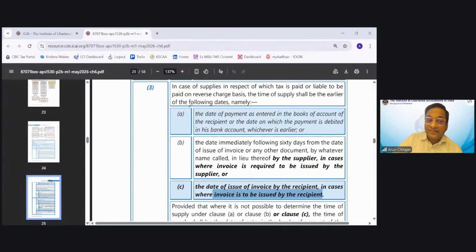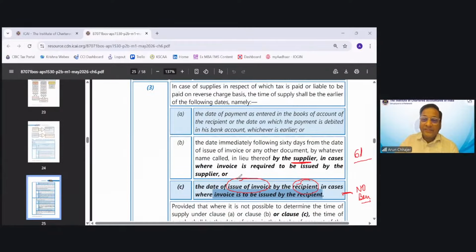Now, you may ask, sir, if the supplier is registered, then the benefit of 61 days is given. If the supplier is unregistered, no benefit. Why so? See, in case of RCM, who will pay the tax? The recipient. So, once the recipient has made the invoice, he would be aware about his liability.